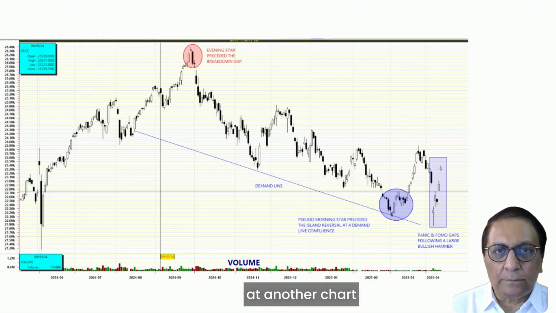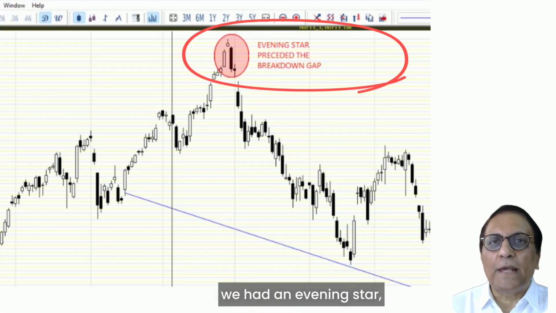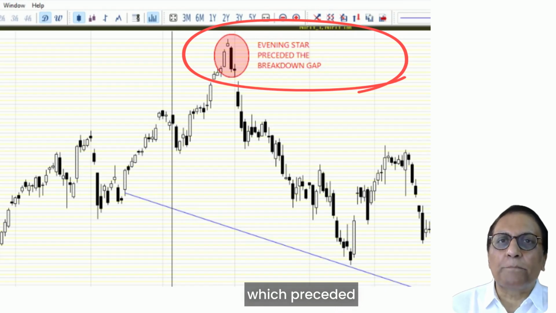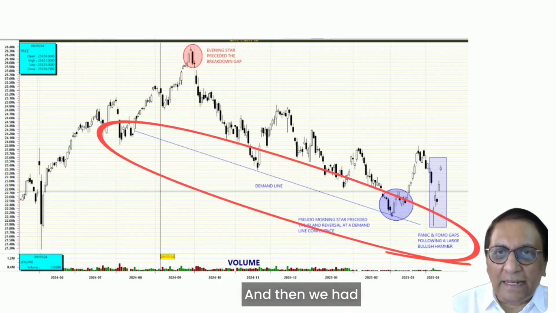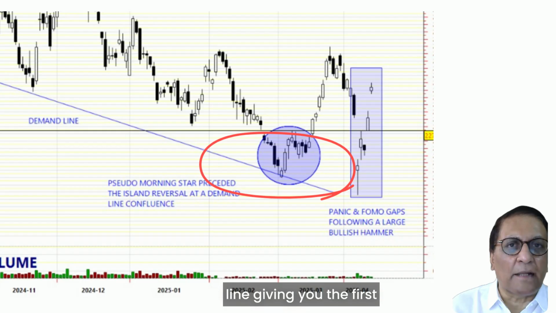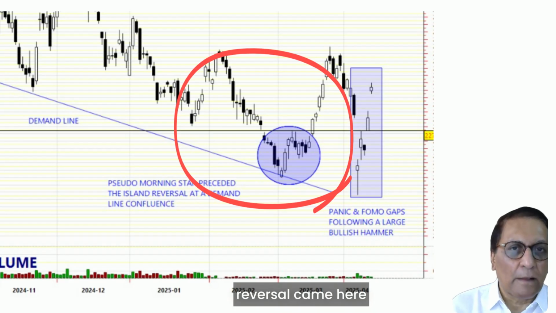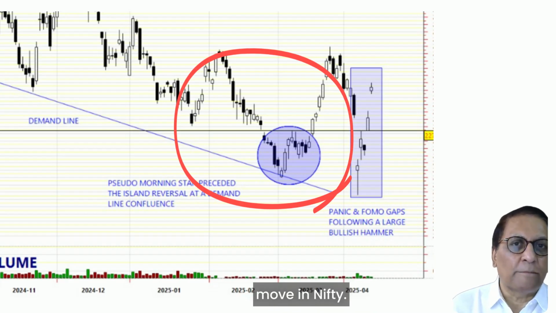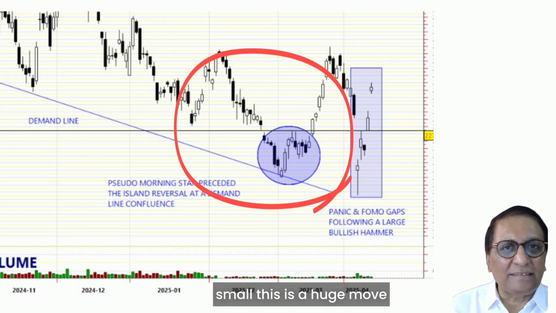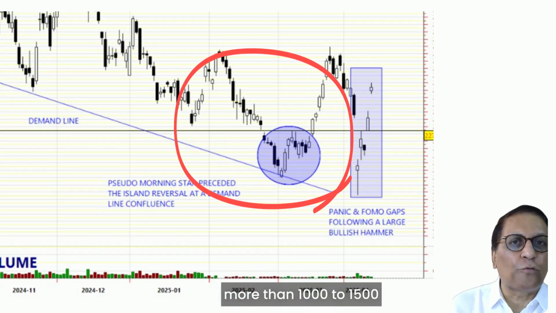Again, let's take a look at another chart of Nifty where we had an evening star which preceded the breakdown gap, and then we had this demand line. This morning star came at exactly the demand line, giving you the first indication of an impending reversal. This reversal was fully confirmed when this bullish island reversal came here, followed by a tremendous move in Nifty. Now, although it looks small, this is a huge move in Nifty, going into more than 1,000 to 1,500 points in the index.